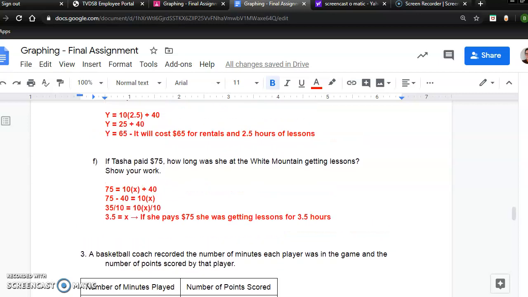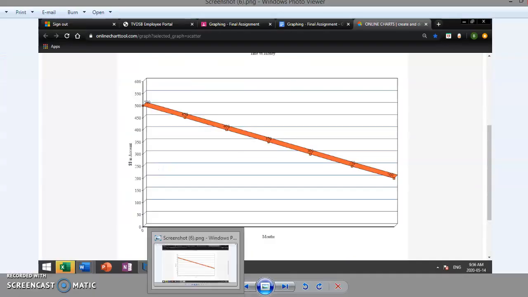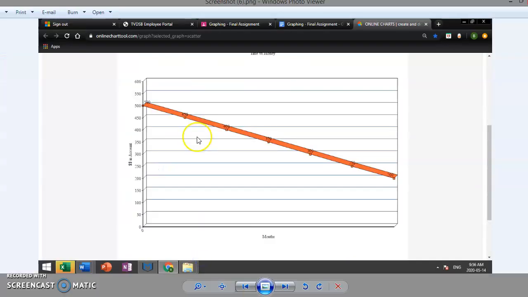I'm going to show you the graphs. I did the graphs for you as well, to give you an idea what they're supposed to look like. Here's the first graph, right? Starts at $500 and goes down $50 each time. It's a straight line because it's linear. It has a constant rate of change, right? $50 a month, every month. And that's why the rate of change was negative, because you're losing 50 a month, not gaining 50, right? That's why it's a negative 50.